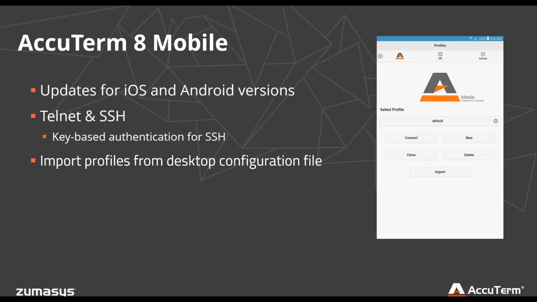Something in the recent update that was added for AccuTerm Mobile is the ability to do key-based authentication for SSH. The original version only did password and interactive authentication. But now the mobile version will actually do key-based. You just have to create the keys in the desktop version and then import them through things like iCloud Drive into the mobile version.